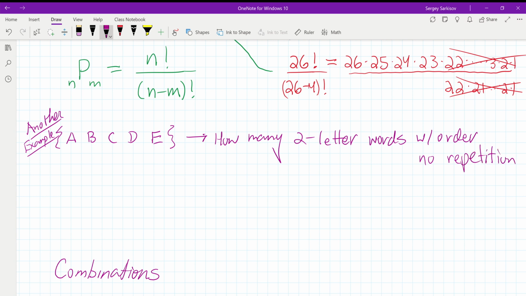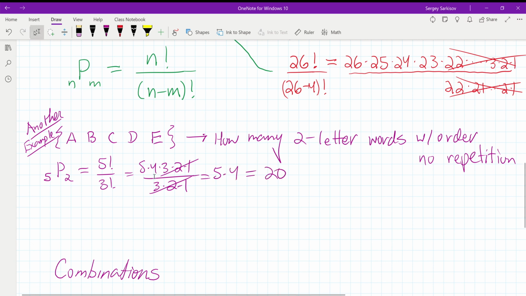So this is going to be 5 permute 2 equals 5 factorial over 5 minus 2, which is 3 factorial. 5 times 4 times 3 times 2 times 1 over 3 times 2 times 1. That's just 5 times 4, which equals 20. Now look, let's actually see if that is the case.